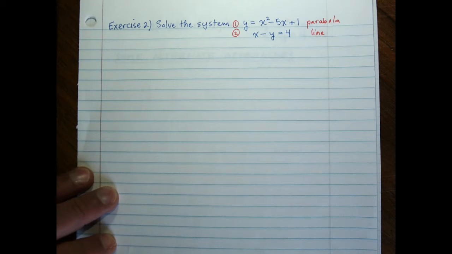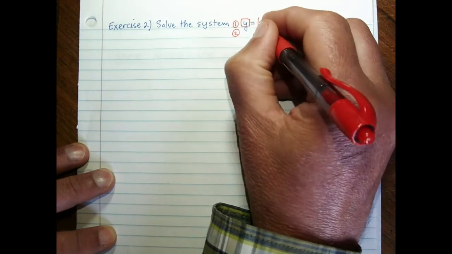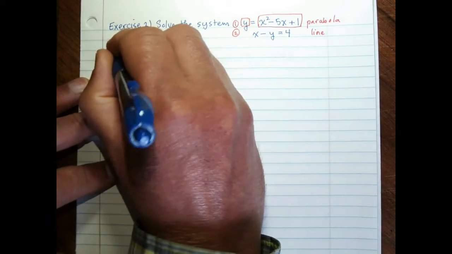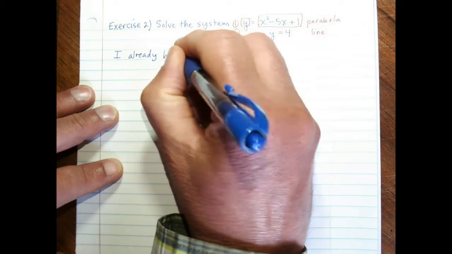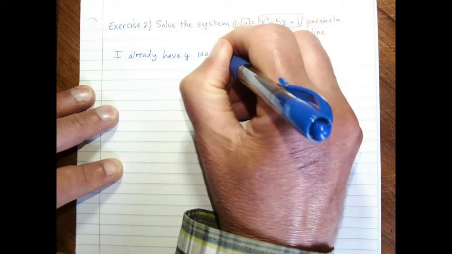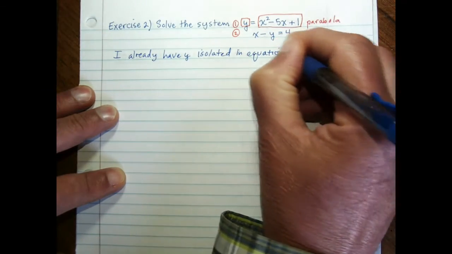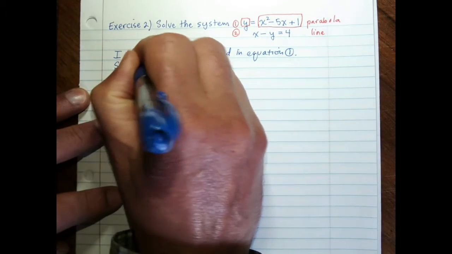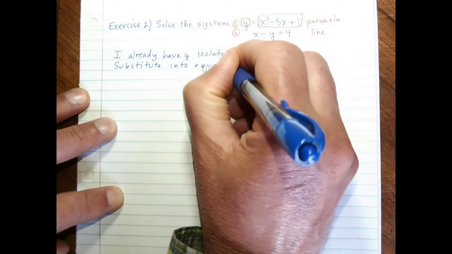Now, in this problem, I already have y isolated in equation 1. If we already have a variable isolated like this, y equals x squared minus 5x plus 1, we can move right to the substitution step. So let me just note that down: I already have y isolated in equation 1. So let's go right ahead and substitute into equation 2.